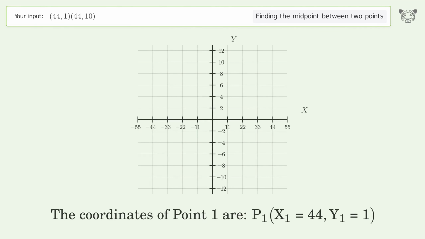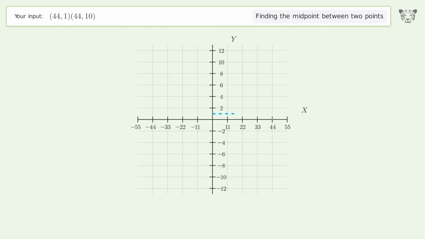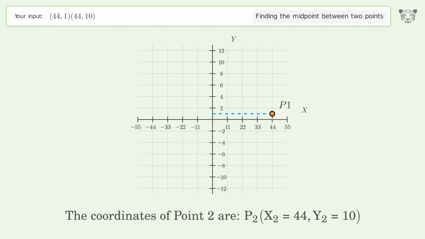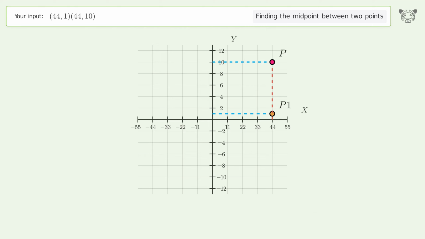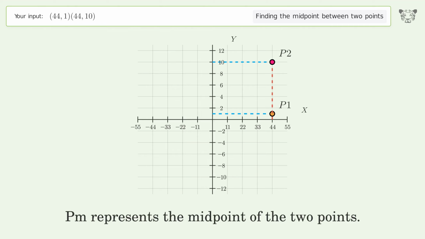The coordinates of point 1 are x1 equals 44, y1 equals 1. The coordinates of point 2 are x2 equals 44, y2 equals 10. PM represents the midpoint of the 2 points.